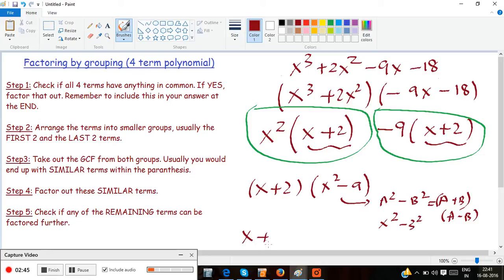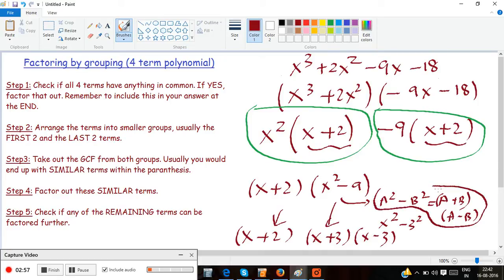So x plus 2, I just take this down, and this term becomes x plus 3 into x minus 3, because I can factor it. It's of the form this, so I can factor it like that.